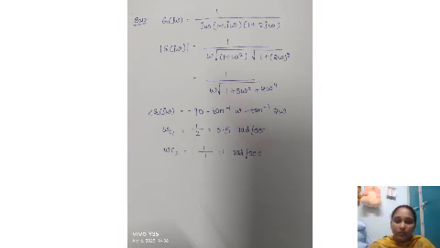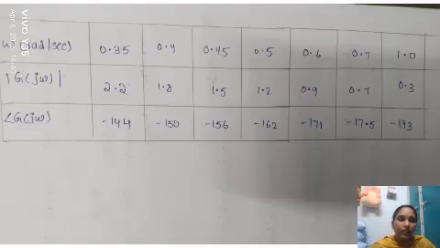ωc1 = 1/2 = 0.5 radians per second. ωc2 = 1/1 = 1. And next, ω = 0.35, 0.4, 0.45, 0.5, 0.6, 0.7, 1.0.